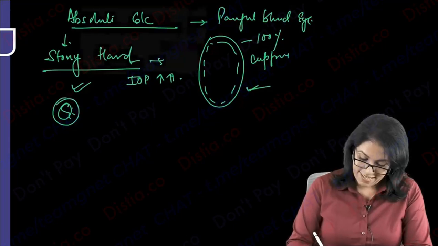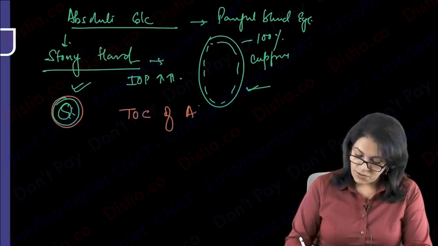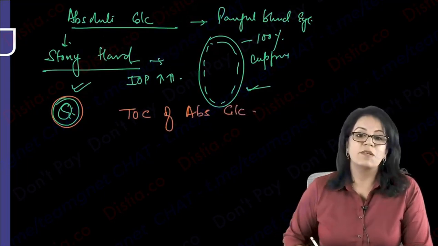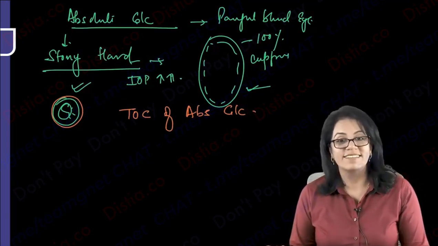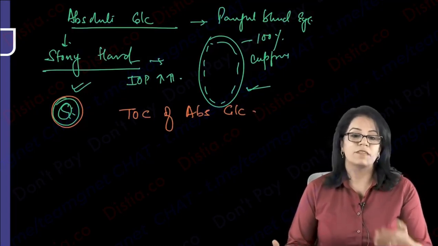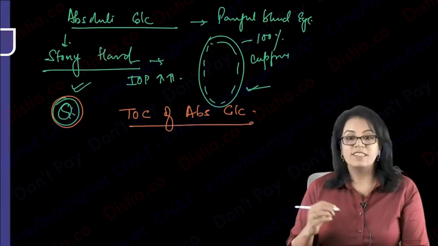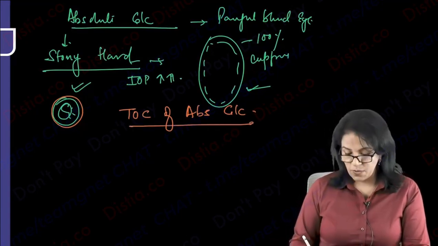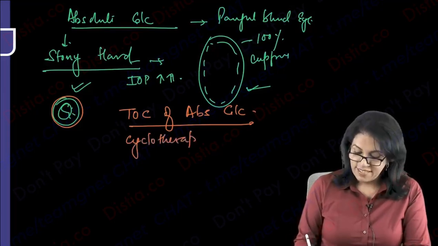Time to make a cue here. So they will ask you, what is the treatment of choice of absolute glaucoma? Aim of treatment is to relieve pain, isn't it? We cannot just give vision to this patient. The nerve fiber damage is always irreversible. So to relieve pain, what is the treatment of choice? We are going to go for cyclotherapy, either through cryo or through laser, right?